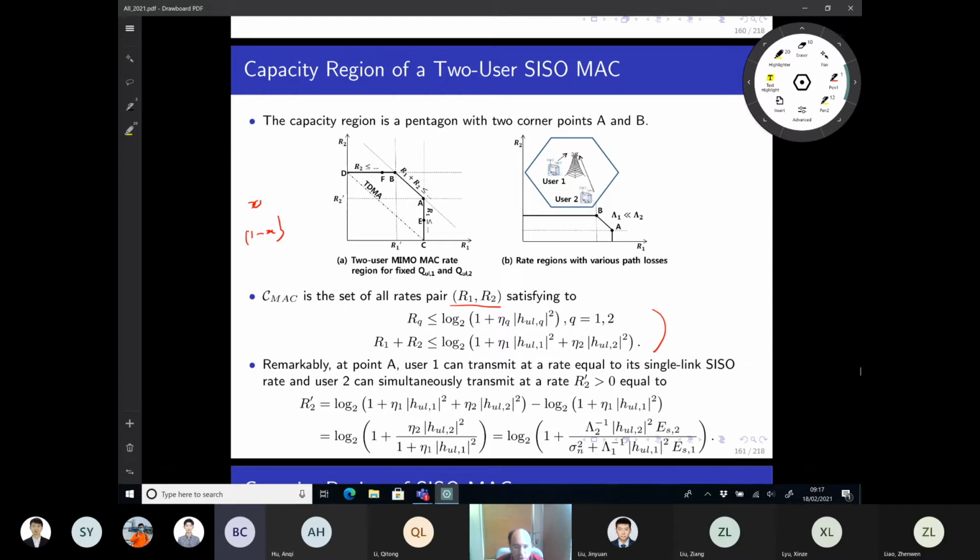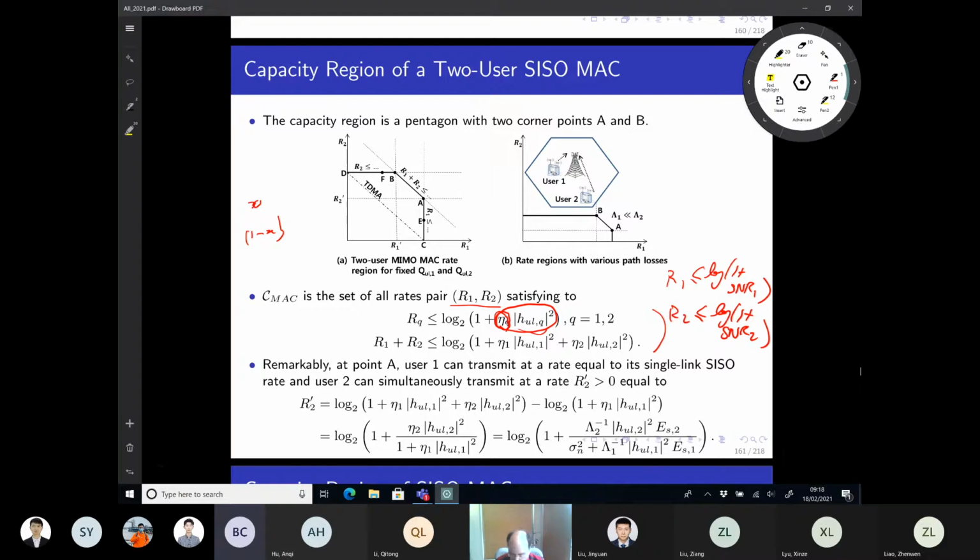Let me explain what they mean. We have 2 inequalities: RQ is smaller than something, where Q is equal to 1 or 2. That means R1 is smaller than log2 of 1 plus the SNR of user 1, and R2 is smaller than log2 of 1 plus the SNR of user 2. The SNR of user 1 and user 2 is given by this long-term SNR multiplied by the instantaneous channel of user Q.